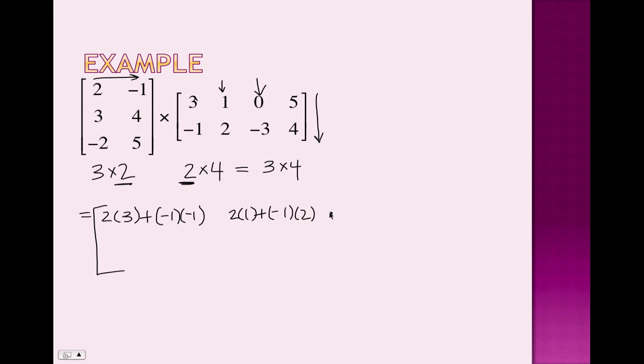Now we're moving on to our third one. So now we have 2 times 0 plus -1 times -3. And now we're moving on to our last column. So we have 2 times 5 plus -1 times 4.